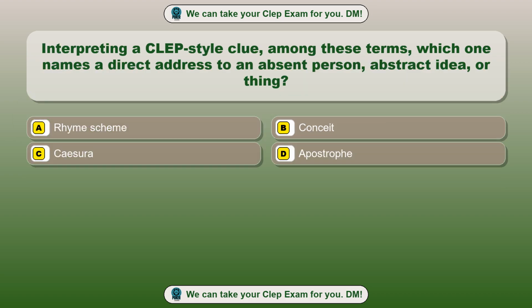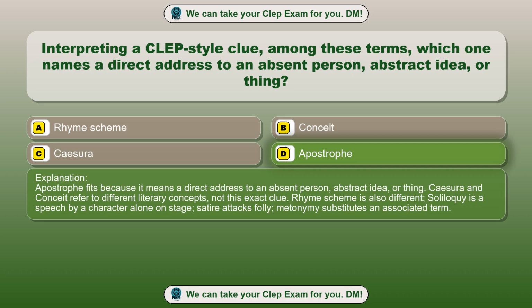Question 86. Interpreting a CLEP-style clue among these terms, which one names a direct address to an absent person, abstract idea, or thing? Option A. Rhyme scheme. Option B. Conceit. Option C. Caesura. Option D. Apostrophe. The correct answer is option D. Apostrophe.